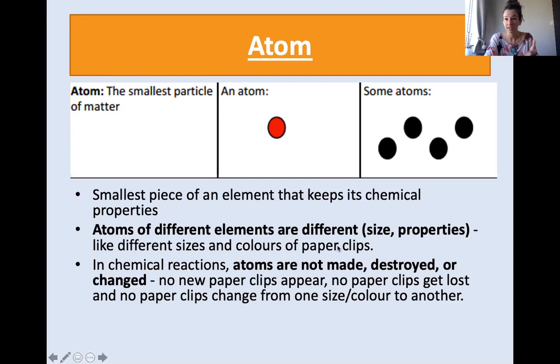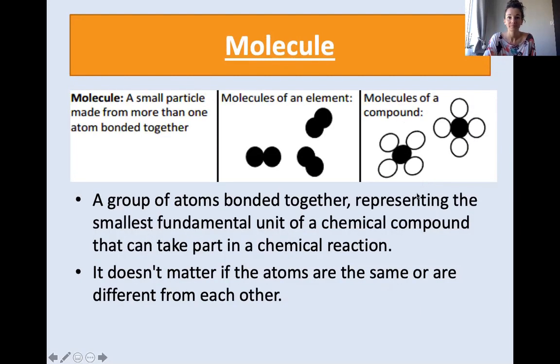Atoms will have, depending on how many electrons they have in their outer shell, different properties. And in chemical reactions, atoms can't be made or destroyed. They can transfer electrons, but the atoms themselves aren't made or destroyed. They can't split apart. They are the smallest particle of matter, so they cannot be split apart. Okay, so that's an atom.